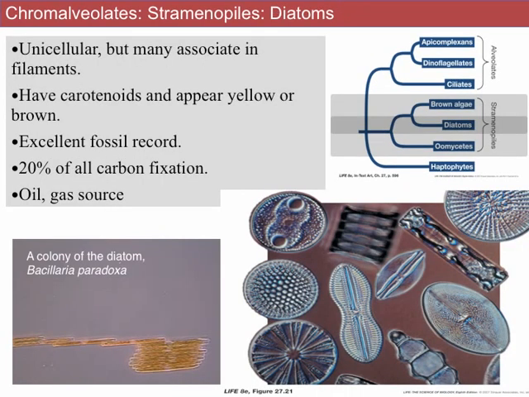So the last group within the chromalveolates are the haptophytes. These are just beginning to be studied in more detail. People have known about them in many ways, sort of because some of them form these complex cellular coatings, but we haven't known a lot about their biology.